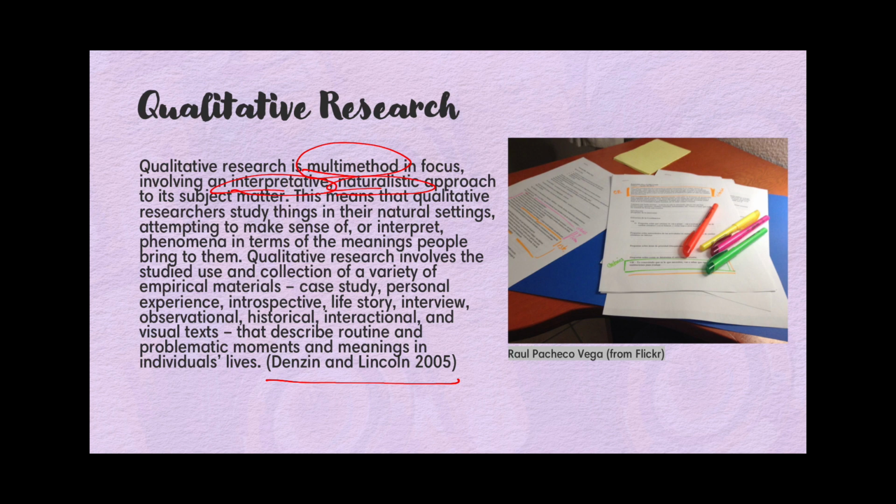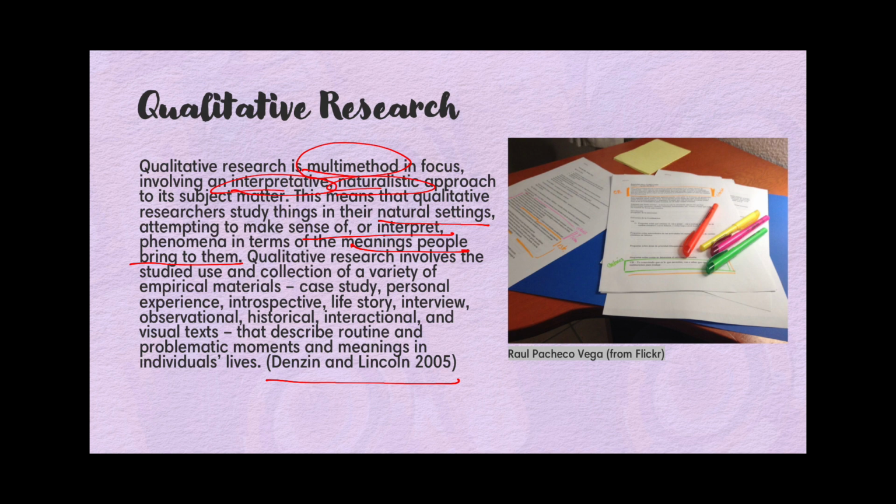This means that qualitative researchers study things in their natural settings, attempting to make sense of or interpret the phenomena, and not really determine or predict the phenomena or the relationships between constructs, in terms of the meanings people give to them. So we really look at how people draw meanings or place meanings on certain social phenomena that we are interested in.